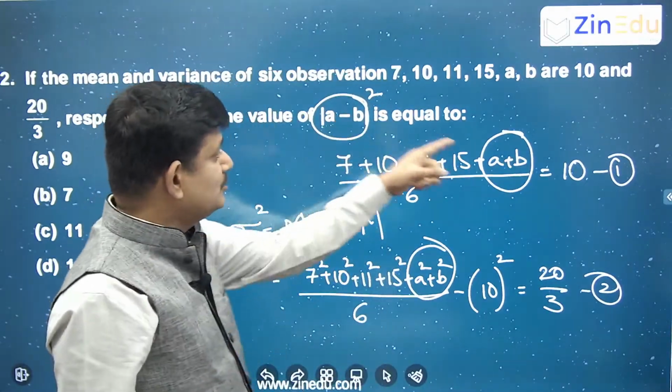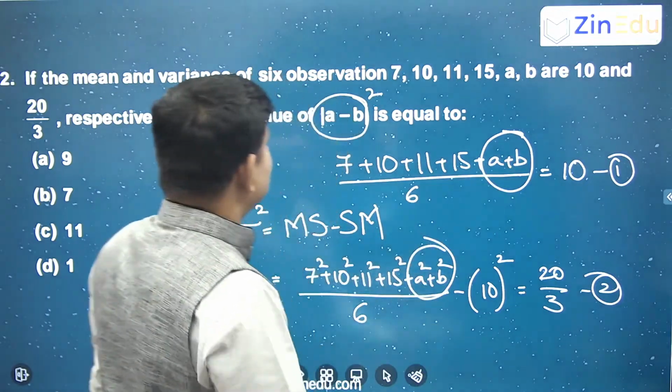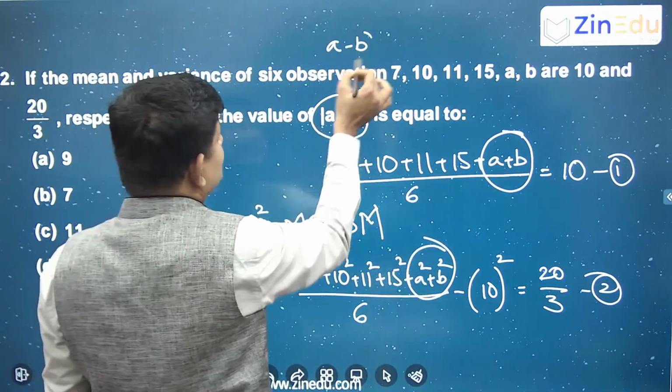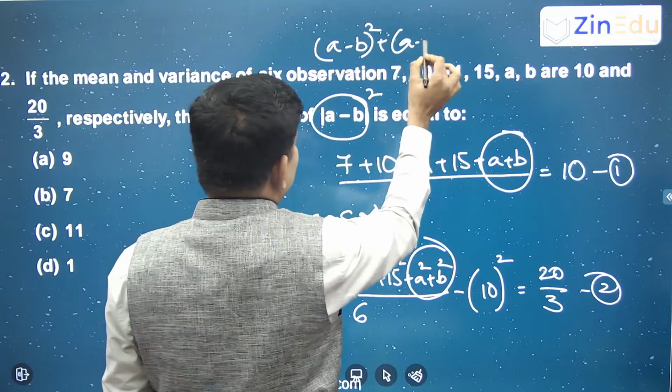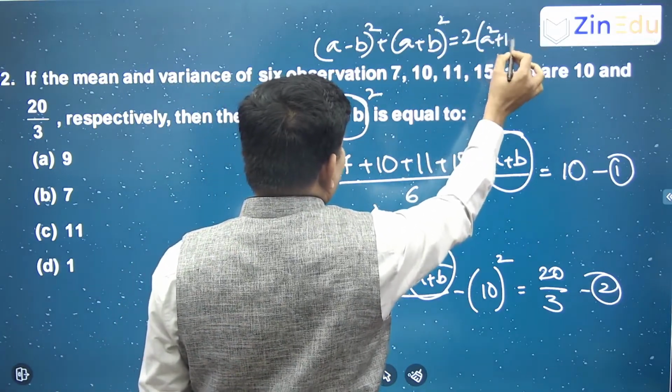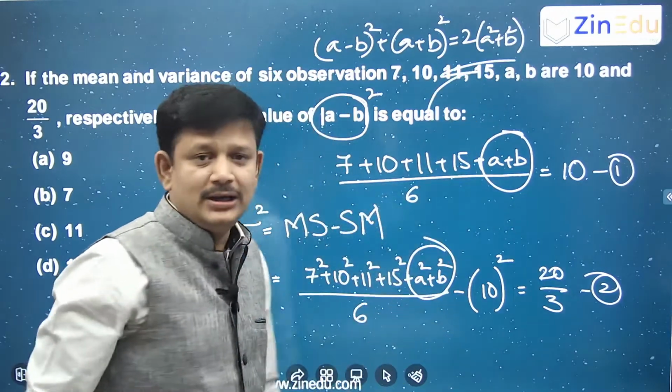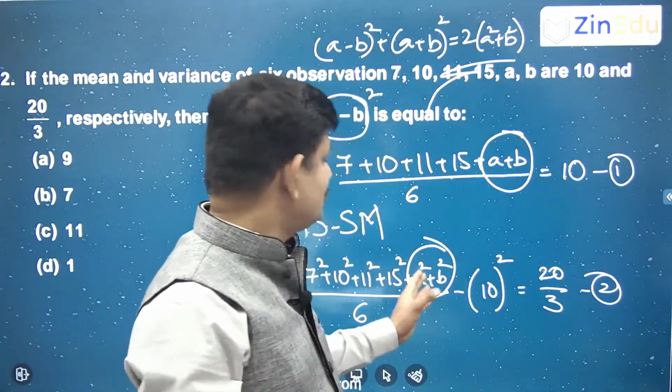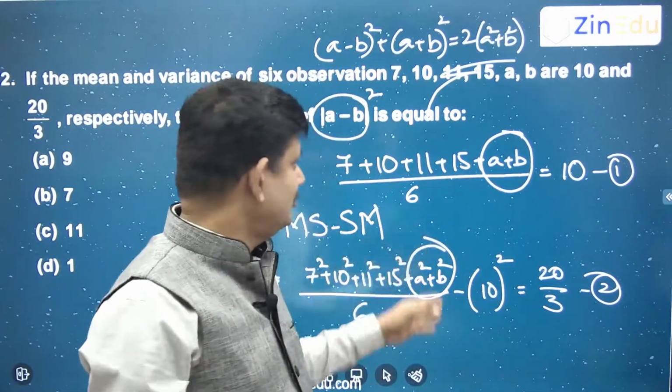Mod is there, so probably he intends at finding a minus b whole square first. So a minus b whole square, a plus b and a square plus b square, what is the relation? A minus b whole square plus a plus b whole square is nothing but 2 times of a square plus b square. Okay, so here you need not solve for a and b, directly you will be getting.